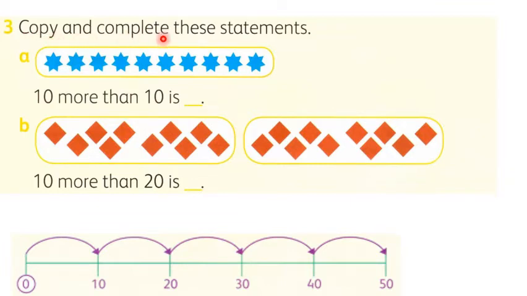Copy and complete these statements. 10 more than 10 is. 10 more than 20 is. Let's take a look at our number line. Starting from 0, we have jumps of 10. 0 plus 10 is 10. Plus 10, 20. 10 more, 30. 10 more, 40. 10 more, 50.